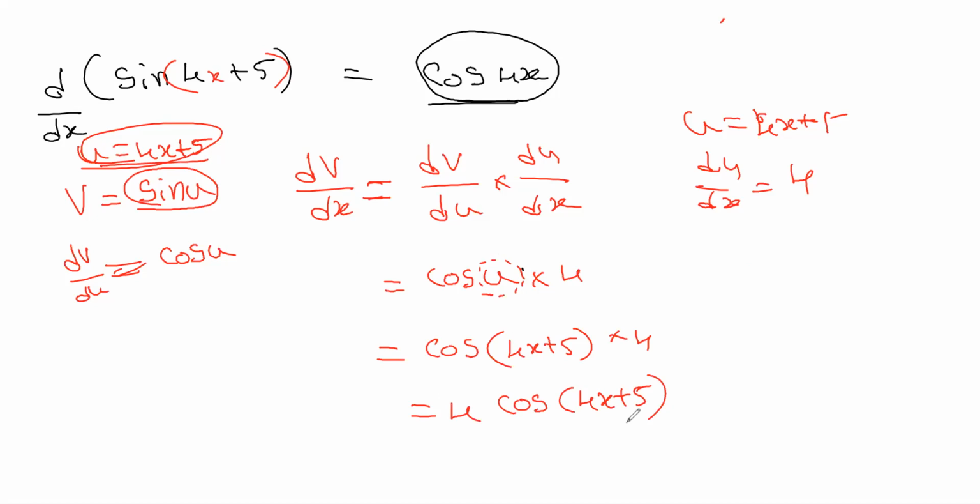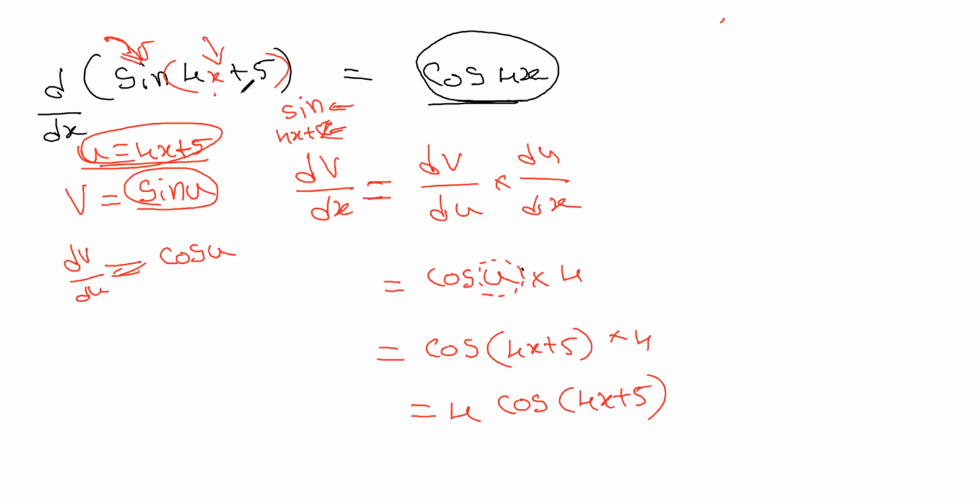Here why, how we are doing this, I will explain it directly. If only sine of x is there, then it's okay. We can directly write cos x. But here we have sine of 4x plus 5. Means here we have a function and another function. Here there are two functions, right? One is the sine function, another is 4x plus 5. It is also a function.